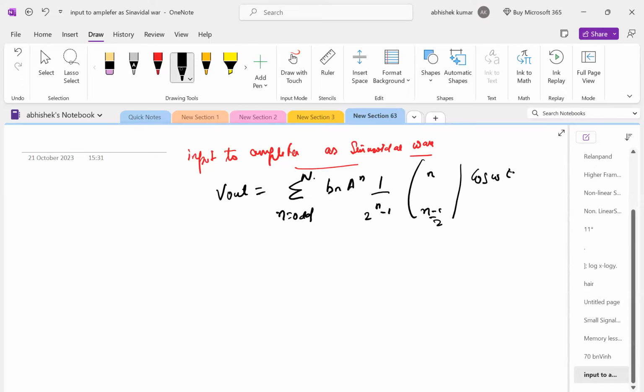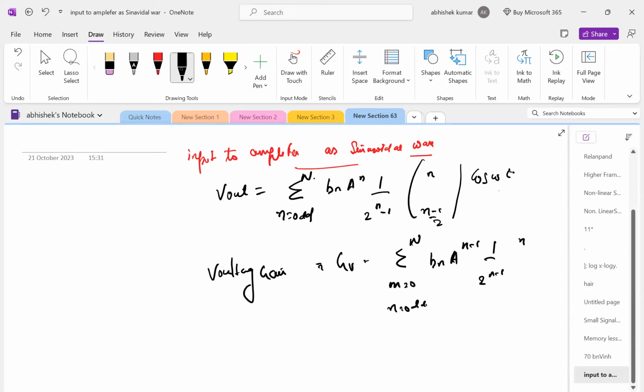Okay, and then our voltage gain will be V output by V in, and that will be the sum over odd n of bn a raised to n minus 1, 1 by 2 raised to n minus 1, with n minus 2. This is our output signal that we are getting. Okay.